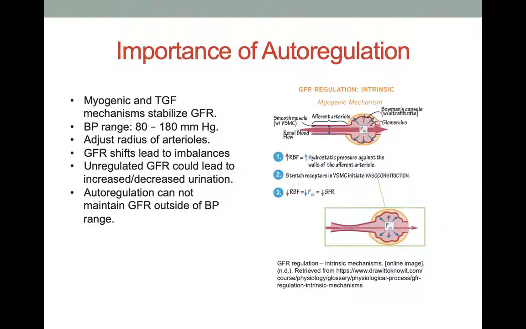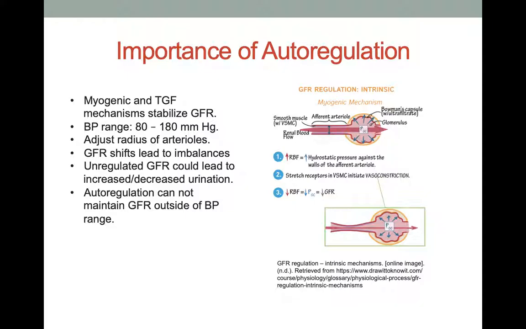Okay, the importance of autoregulation of GFR. Both of these mechanisms work to autoregulate GFR within the mean arterial blood pressure range of 80 to 100 millimeters of mercury. Okay, so that's normal range. Normally we're around 93 millimeters of mercury, so that range even includes when we're exercising. The main way we do this is by adjusting the radius of arterioles. Again, we shift the GFR.